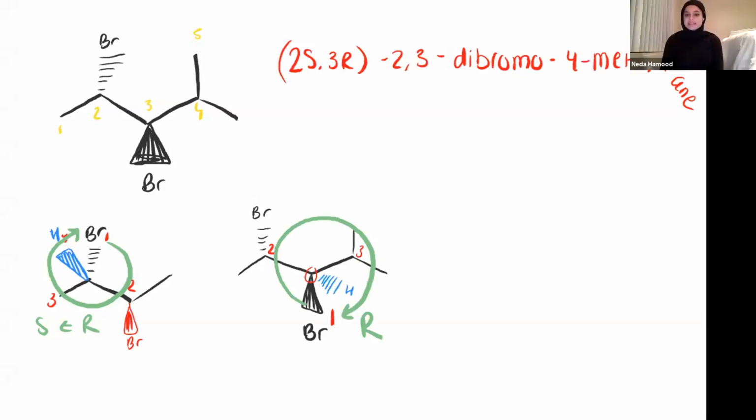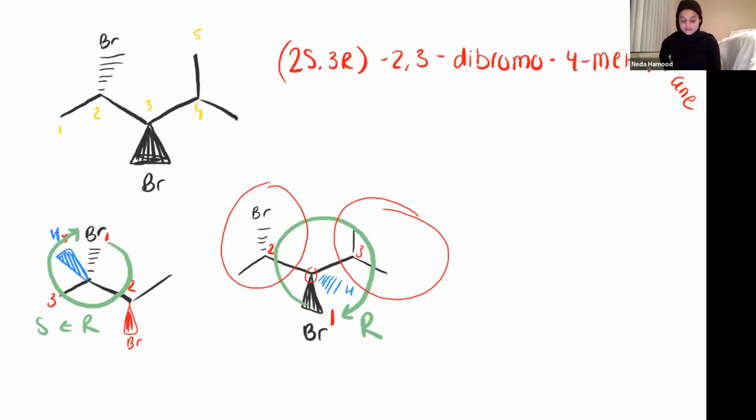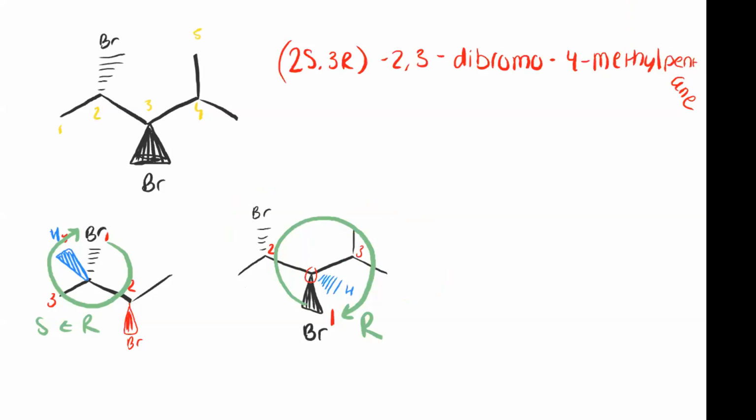Yep, exactly. So this section here has a higher priority group, or it's heavier than this section here, then this section. Does that make sense, you guys? Awesome. So then, obviously, methyl on 4. And that's our answer.